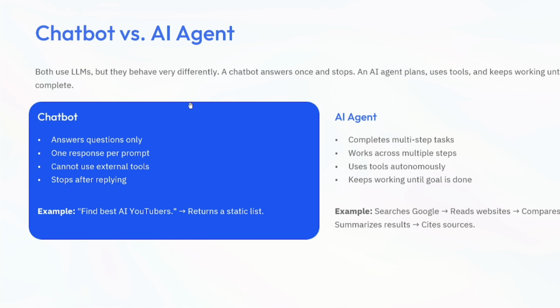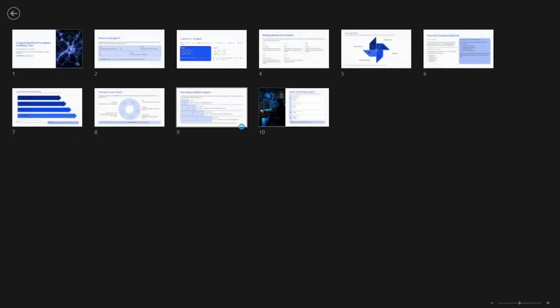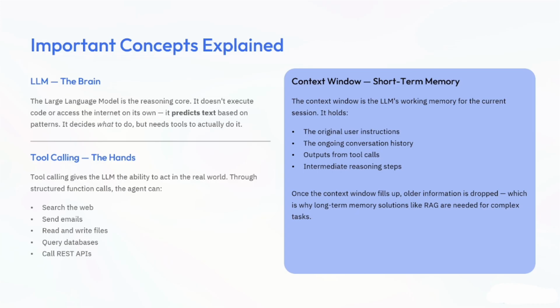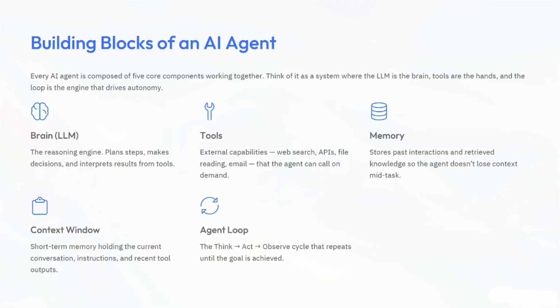So at the end, from this slide, you can understand this thing by one simple idea: a chatbot only gives the answer, and an AI agent completes the task. Okay, so this is all about the difference between a chatbot and an AI agent. Let's go ahead. Okay, just wait guys. Yeah, building blocks of AI agents.